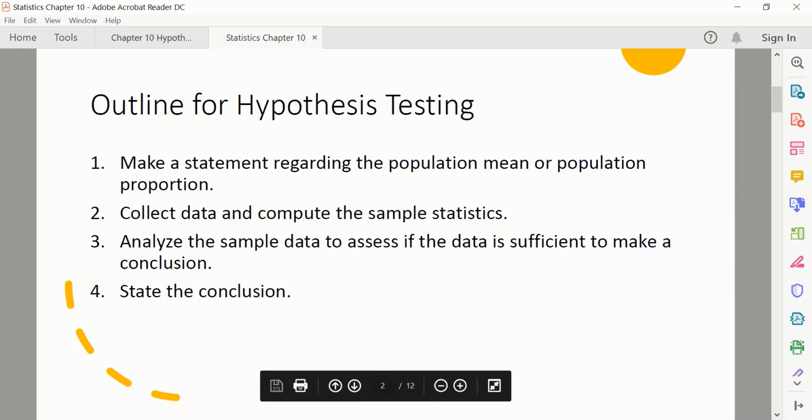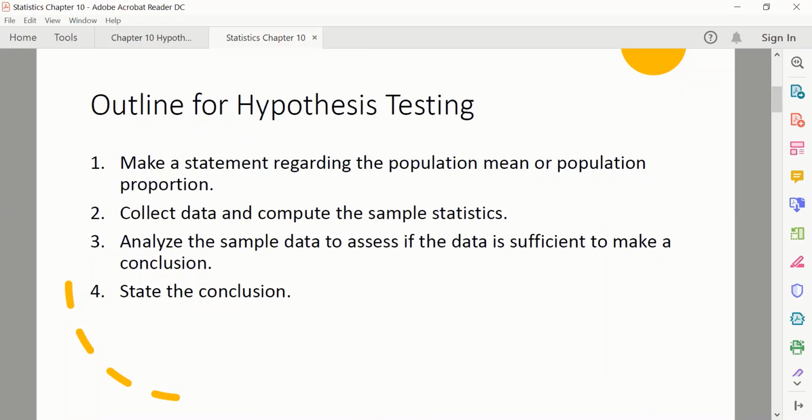So again, going back to our outline for hypothesis testing, we're going to make a statement regarding the population mean or proportion. And we looked at doing that last time when we were making out what is the null hypothesis and what is the alternative hypothesis. Collect data and compute the sample statistics. That's where we did the next stage last time, where we wrote down what was our sample data that they gave us in the problem. Step 3 is to analyze the sample data to assess if the data is sufficient to make a conclusion. We learned how to analyze it, and now we're going to learn how to get it, and then we'll make the conclusion. So steps 3 and 4 today.